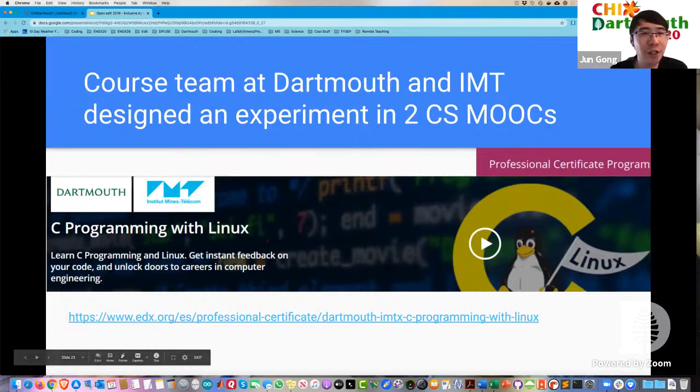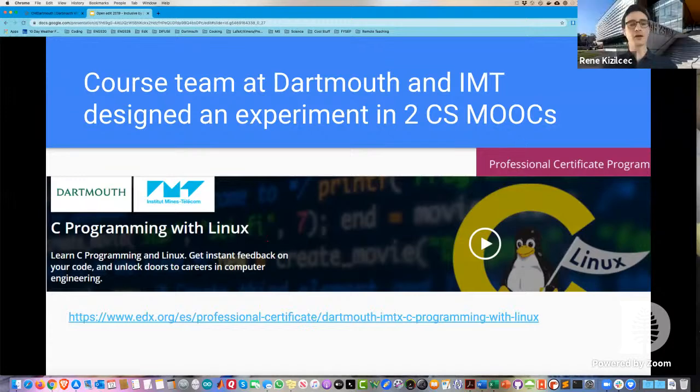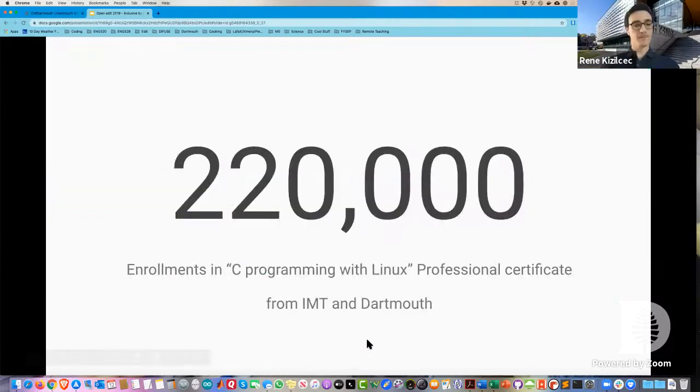So this is the course where the study happened. This is the C programming with Linux course that Petra and Remy teach together, and it has several modules. And we conducted the following study in this environment in true CS MOOCs that are sequential. Okay, next slide. And the course has a lot of students. It has 220,000 last time we checked, who have enrolled in the program.